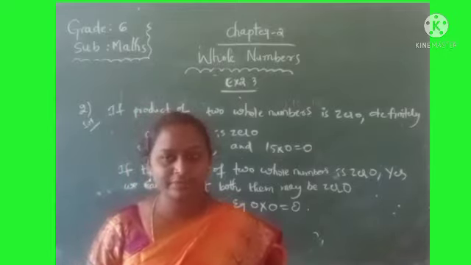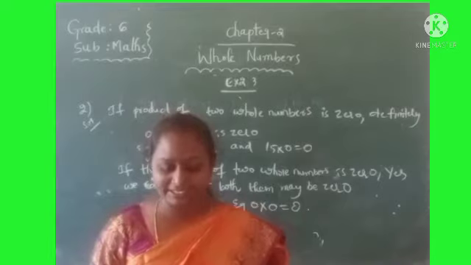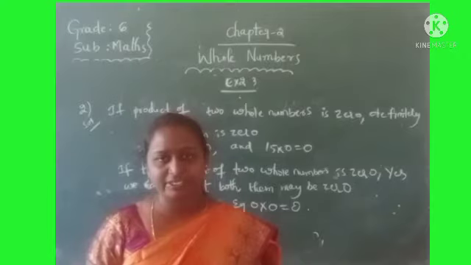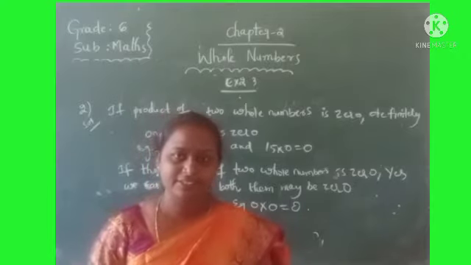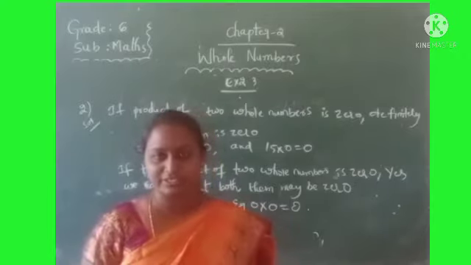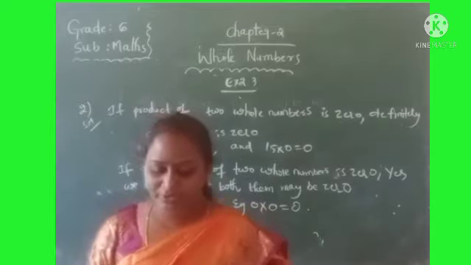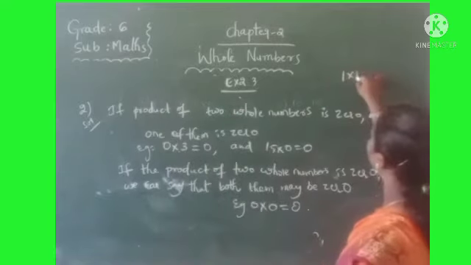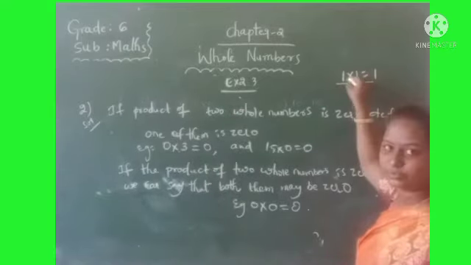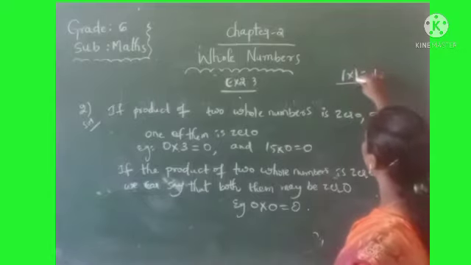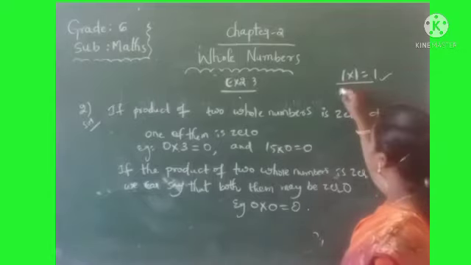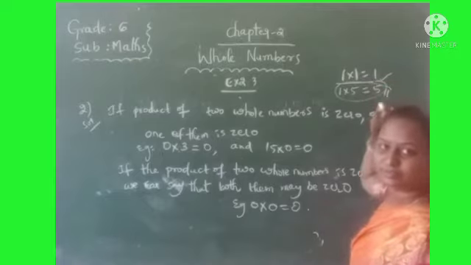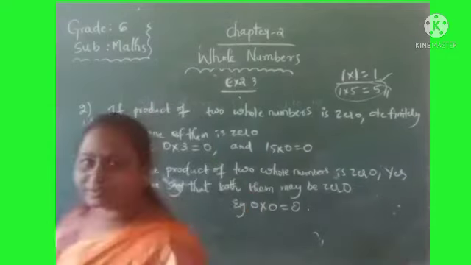If you take one whole number as 1, the other whole number can be any whole number. Then is the product giving 1 all the time? Is it possible? So you have to show that through examples. For example, take two whole numbers: 1 into 1 is equal to 1. Suppose you take 1 into another whole number, is it giving 1? No. So that answer we have to write here.